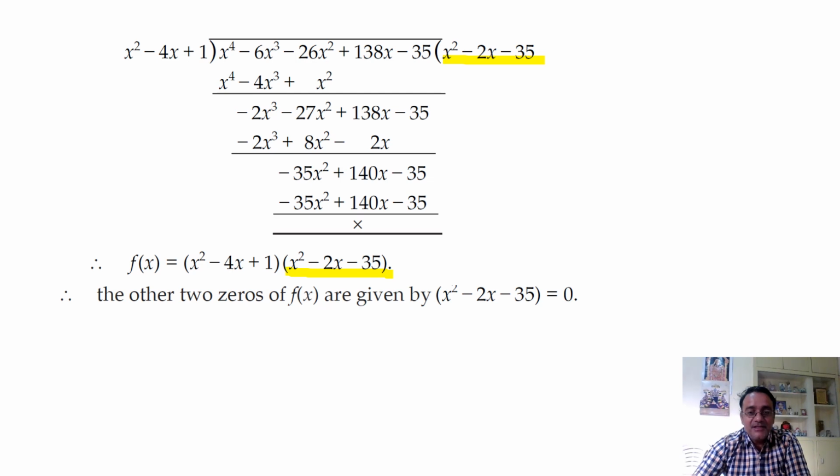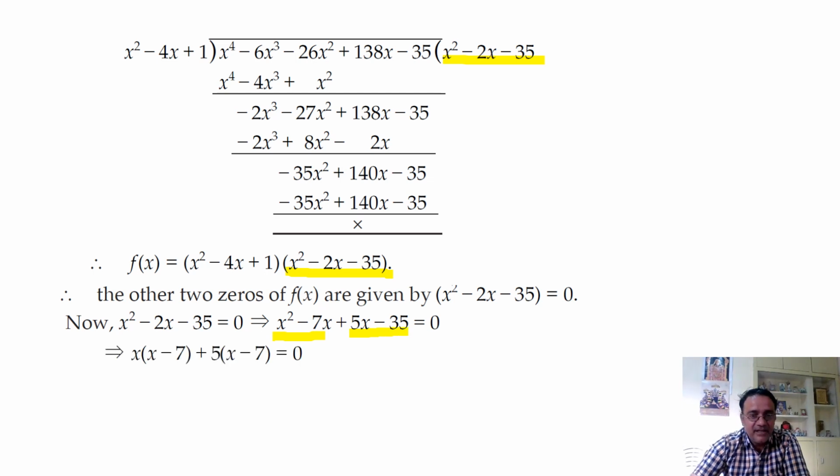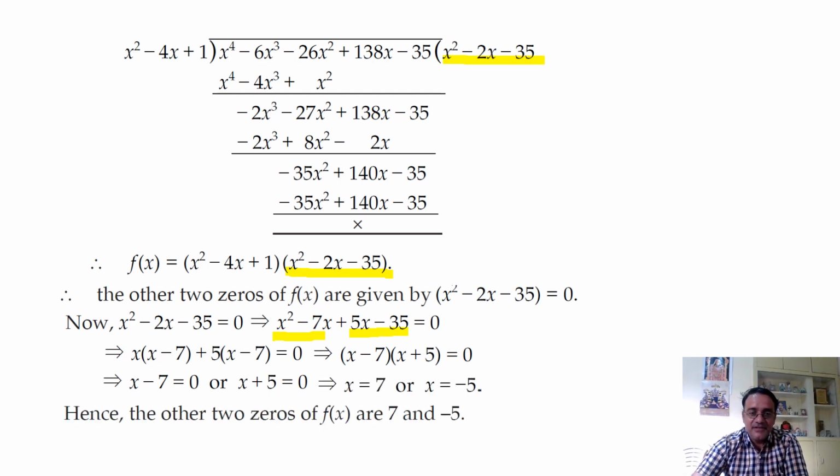So x square minus 2x minus 35 is equal to 0. Now here we'll use the factorization method. Product is negative, that is minus 35. So 35 का दो factor जिसका difference 2 होना चाहिए, 7 and 5. So minus 7 plus 5. So we'll take common from this two, it is x and from this two is 5, निकाल लिए. So factorize x minus 7 into x plus 5 is equal to 0. So we'll get either x minus 7 is equal to 0 or x plus 5 is equal to 0. So final answer is 7 and minus 5. Hence the other two zeros of f of x are 7 and minus 5.